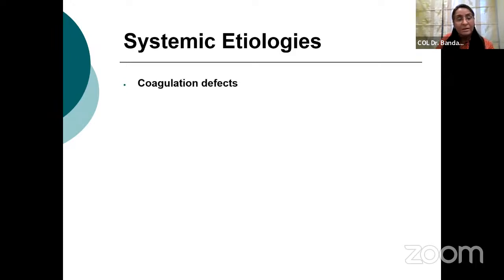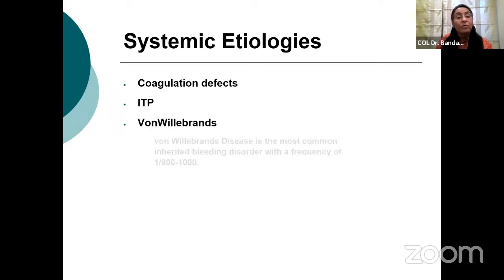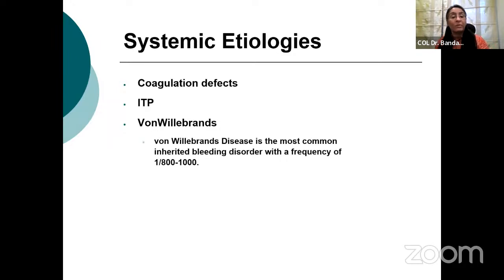That means there are coagulation defects in the body, like in ITP. ITP is idiopathic thrombocytopenia. Von Willebrand's disease. Von Willebrand's disease, these are all inherent problems which happen by a genetic mechanism which is passed on to the individual. Von Willebrand's disease is the most common inherited bleeding disorder, and it has a frequency of 1 in 800 to 1000.